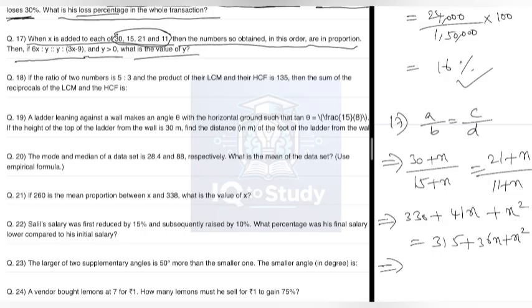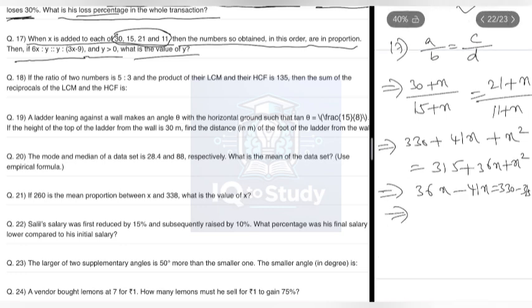It means 36x − 41x is equal to 330 − 315, which means −5x is equal to 15. Then x becomes −3.